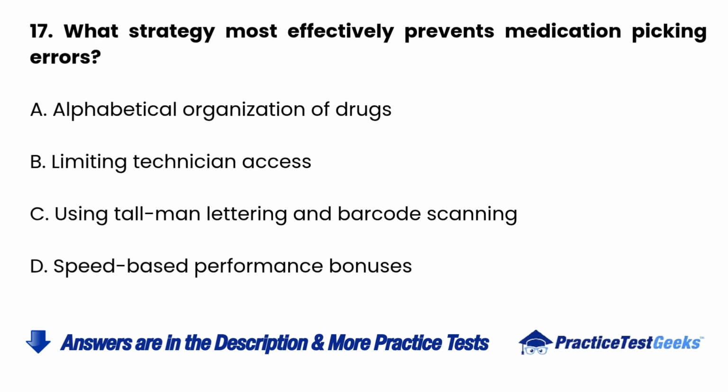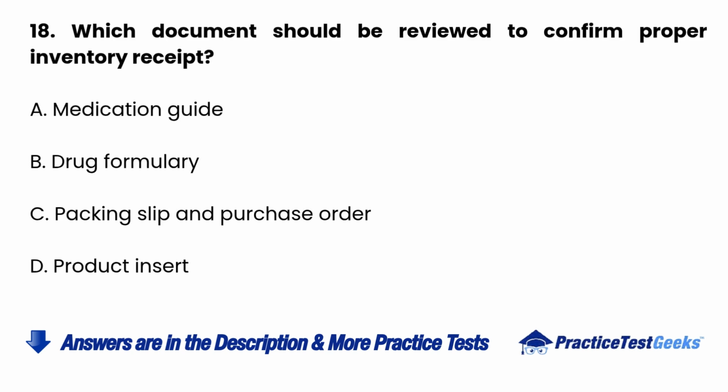17. What strategy most effectively prevents medication picking errors? A. Alphabetical organization of drugs. B. Limiting technician access. C. Using tallman lettering and barcode scanning. D. Speed-based performance bonuses.